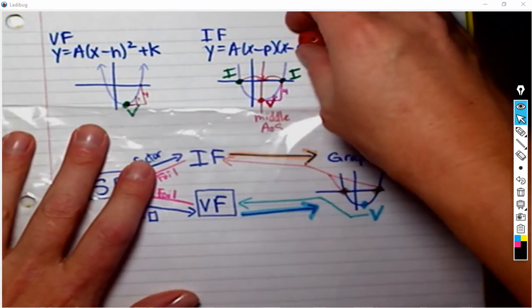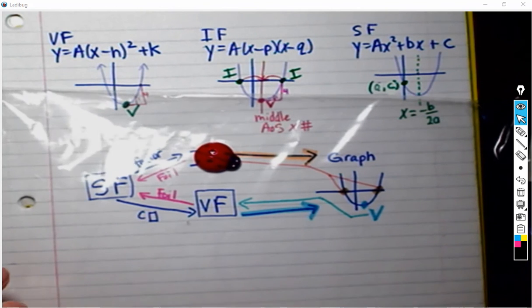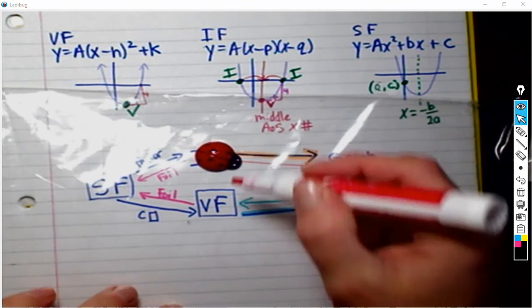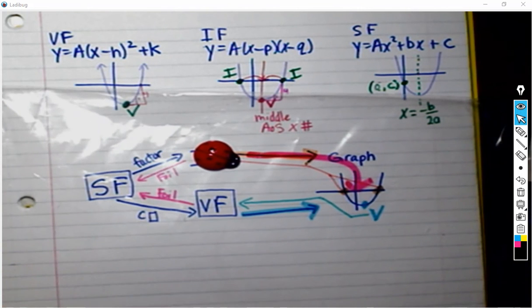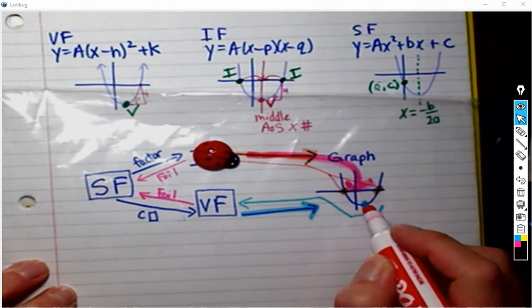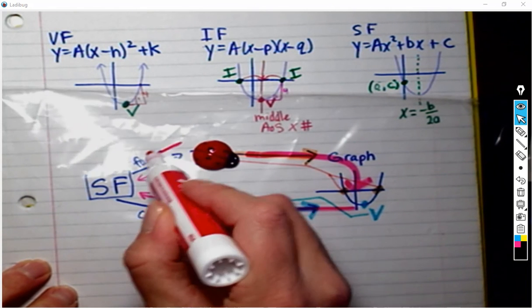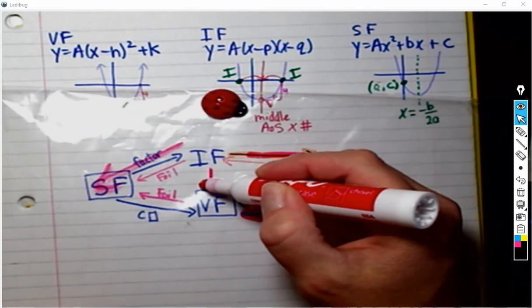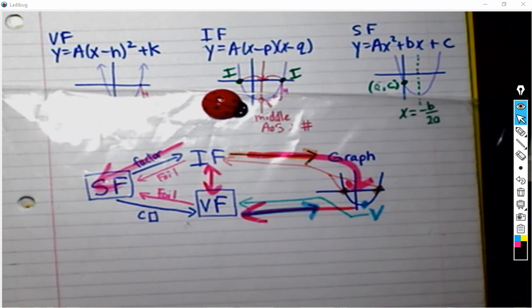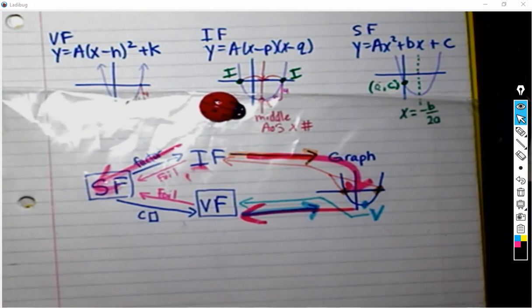If I have intercept form and I need the other forms, choose your own adventure. Well, I would probably go like this to get to the graph. Now you have to decide. If you have the vertex, maybe you go like this. And to get to standard form, maybe you go like this. It doesn't matter to me, but notice how there's no direct connection between intercept and vertex. It's not an easy thing to do. You have to go through the graph or standard form to convert those things.